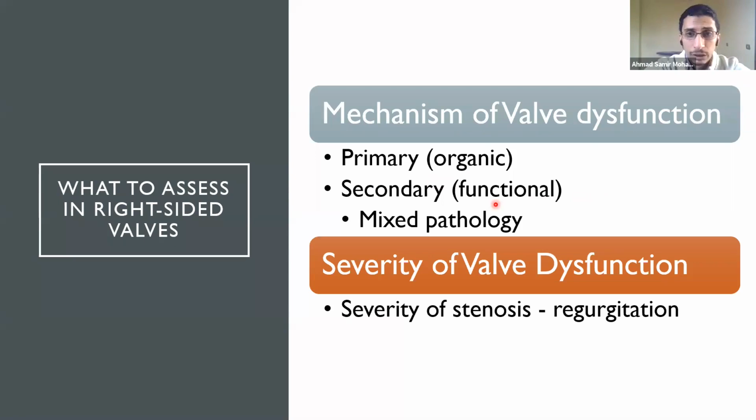And not infrequently, we might encounter a mixed pathology between organic and functional. For simplicity, and because it is very true, for the right-sided valves, acquired lesions are mostly functional rather than organic. The functional or secondary changes are much, much more common than organic and primary valve dysfunction etiologies. However, the congenitals are always organic.